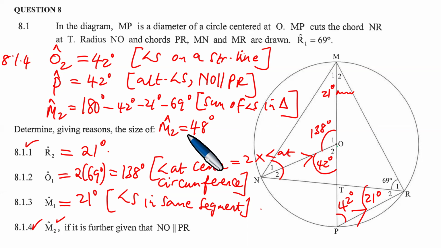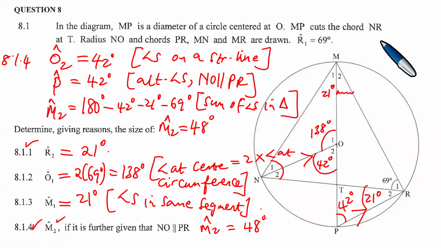Where's the question? So now the angle M2 can come here. The angle M2 is equal to 48 degrees. Check that if you say 180 degrees minus 42 degrees minus 21 minus 69, you get that. You must repeat these things because I want you to master them, but you need to take your time to learn them and be in a position to understand them.